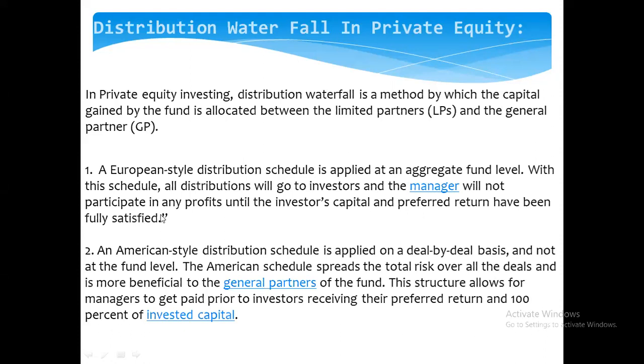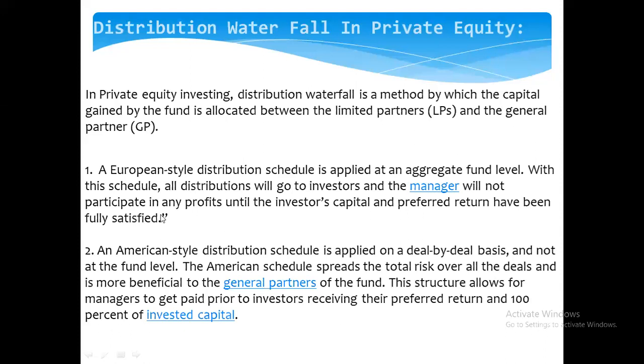Okay. So which is more favorable to the GPs? Which one do they want to follow, out of these two? The second one is favorable to GPs. Reason? In European style, first they have to give preference to investors, and after paying investors, if any amount is left, then it will come to the GPs.